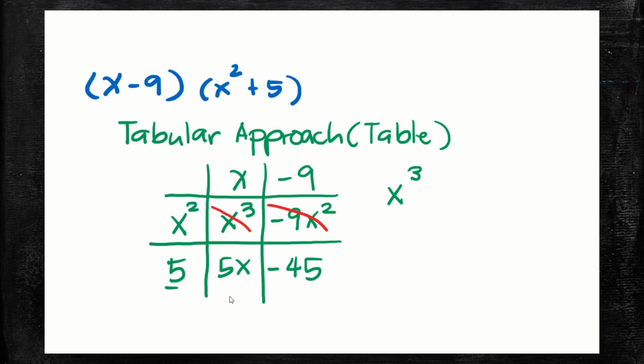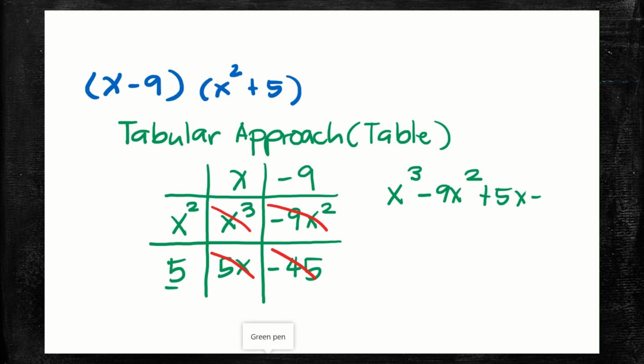So you write negative 9x squared. That would be our next term, negative 9x squared. And then next is our x, which is the 5x. So you write that down as well, next to minus 9x squared, so plus 5x. And finally, we're done with the last value, minus 45. So we write minus 45.